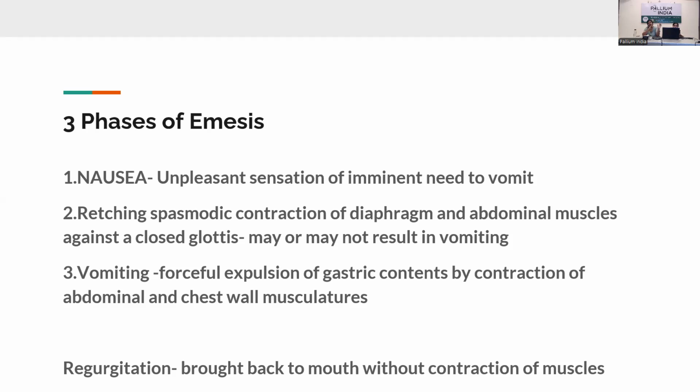Now, the last one, regurgitation. What is regurgitation? Regurgitation is something different from all these things. You remember the babies who take milk, and sometimes it comes out through their mouth. It is simply because their sphincters are not that tight, so the abdominal contents slowly come back. There you will not have any kind of nausea or retching. So regurgitation is another part.